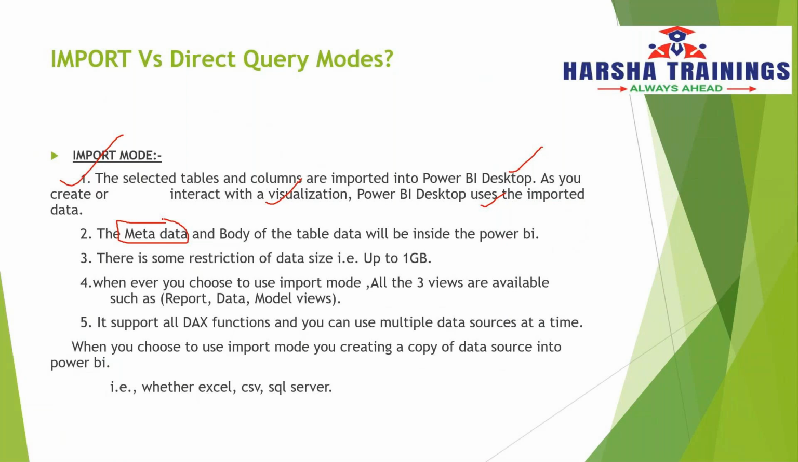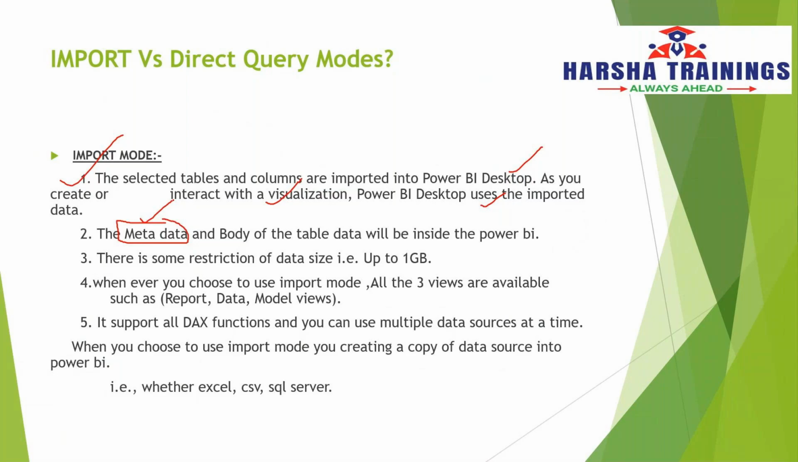Coming to metadata, can anyone say, or else I can explain myself? Object related data, like tables, views, synonyms. Okay, fine. What is meant by metadata is the data about the data, the information about the information.